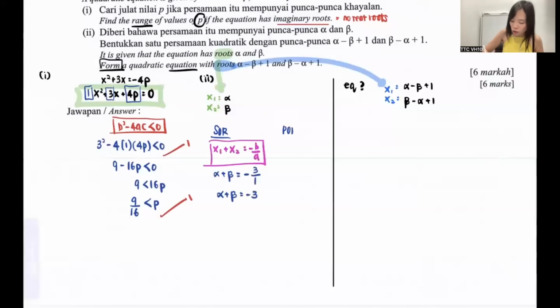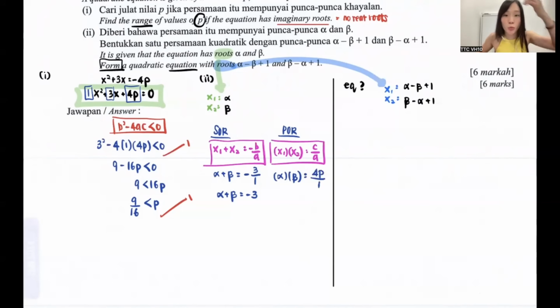After SOR, let's do POR. POR, guys, is x1 times x2, because POR stands for product of roots. Product means multiply, times. So x1 times x2 equals C over A. My x1 is alpha, my x2 is beta, isn't it alpha times beta, equivalent to my C. My C is 4p over A. My A is 1, so 4p over 1. Okay, my dear? So isn't it alpha times beta equivalent to 4p? Okay, that is why I know my SOR, POR for the green color side.